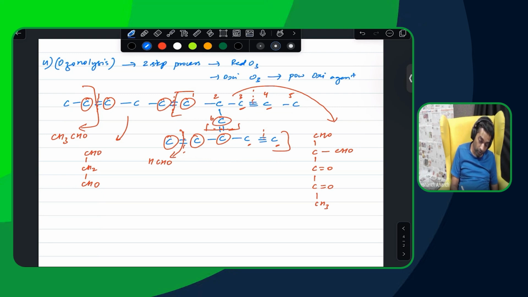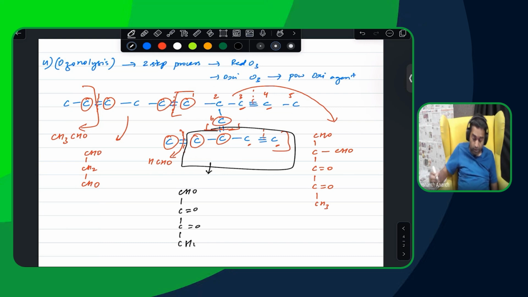And the last compound is going to be this bunch over here. This bunch over here will come out as a compound. So this is going to be CHO, single bond C double bond O, single bond C double bond O, single bond CH. So this is going to be the compound in question. I think you understand the different compounds produced in this compound here. Yes? Yeah. So this is for reductive ozonolysis.